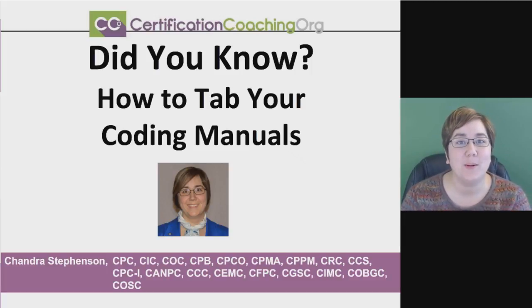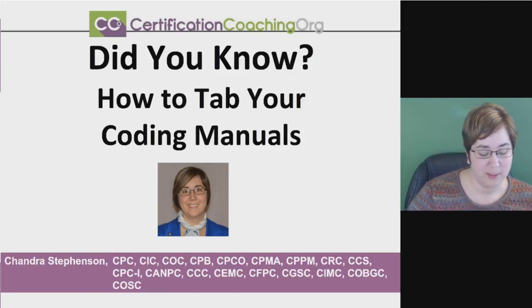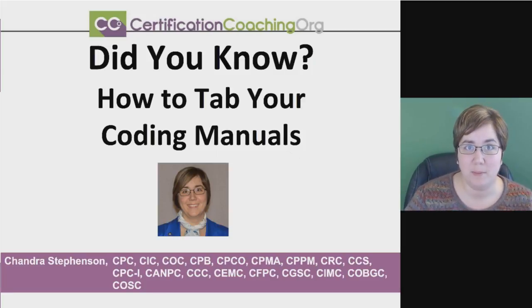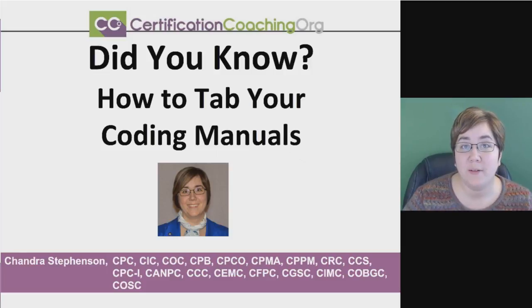This week we are going to talk about the much anticipated how to tab your coding manuals. We've gotten lots and lots of questions about, okay, you at CCO have talked me through the BHAT technique, right? Bubble, highlight, annotate technique. You've talked me through where to put notes and how to find information and where to pull the errata, but I really want to know, what do you recommend I do for tabbing my manuals?